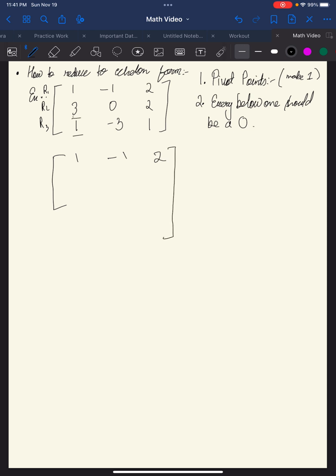To make it 0, we should be doing matrix operations, also known as row operations. How can we make this number a 0? 3 is in row 2. 3 minus 3 times row 1, which is 1 in this case, will give us 0. 3 minus 3 times 1 is 0. Let's put it down here, 0.